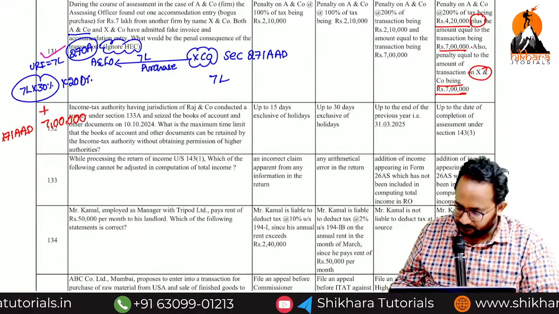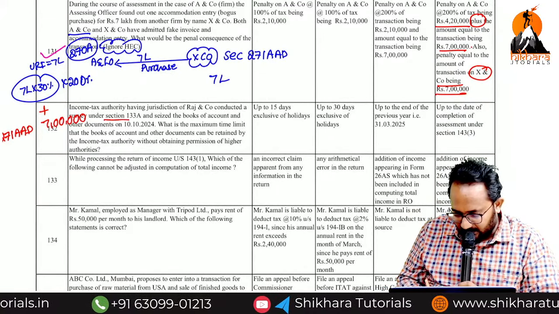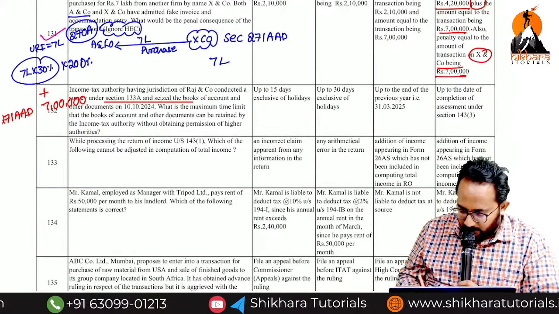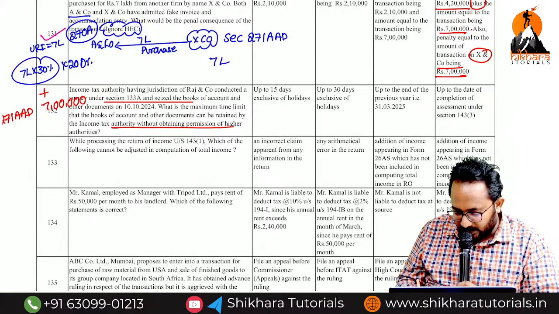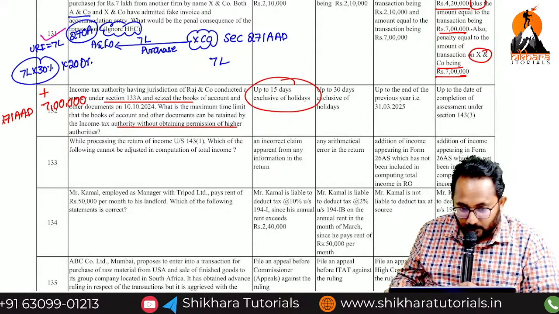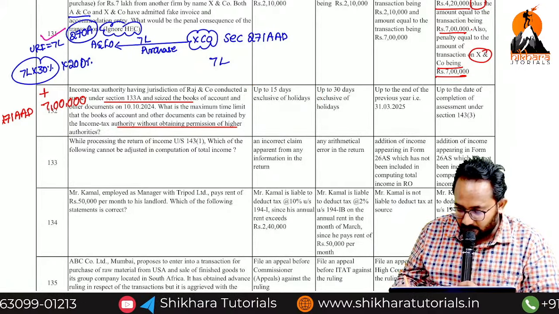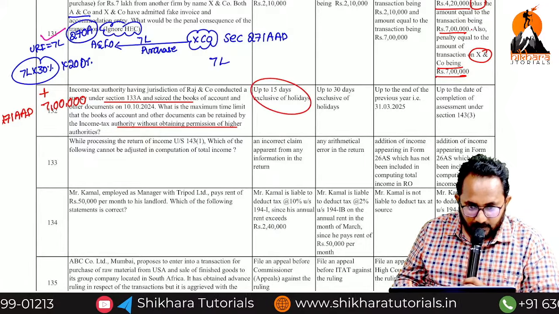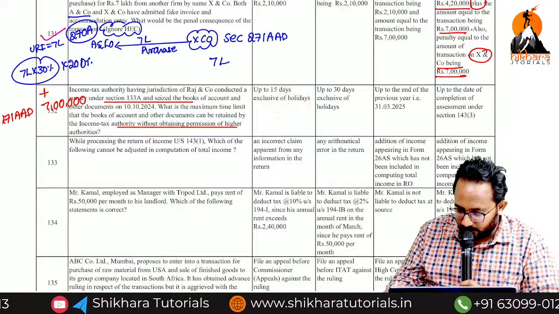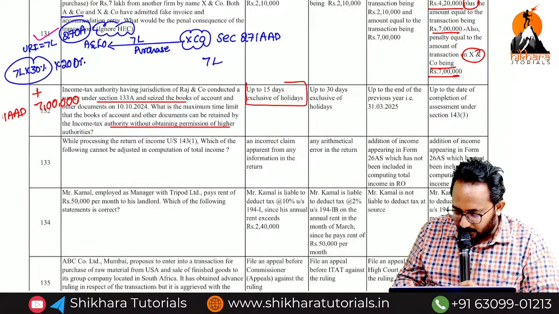Next, can you tell me, survey conducted, with permission or without permission of the higher authorities, the AO can retain the books of accounts up to how many days? 15, exclusive of what? Holidays.